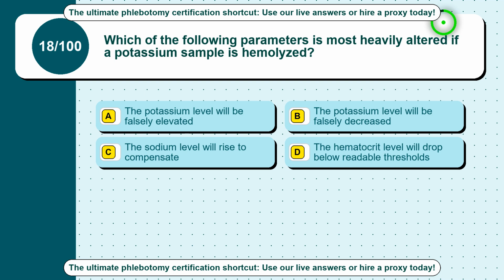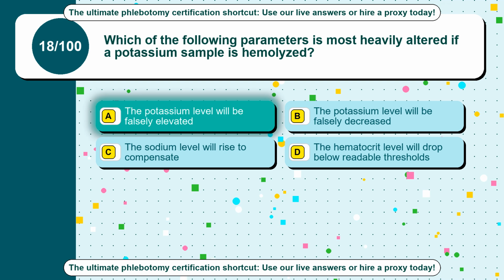Question 18. Which of the following parameters is most heavily altered if a potassium sample is hemolyzed? Option A. The potassium level will be falsely elevated. Option B. The potassium level will be falsely decreased. Option C. The sodium level will rise to compensate. Option D. The hematocrit level will drop below readable thresholds.